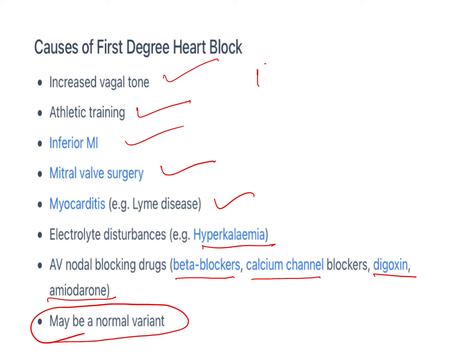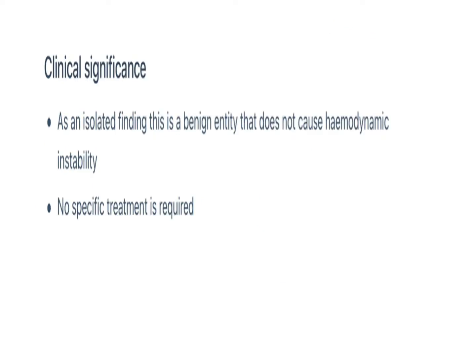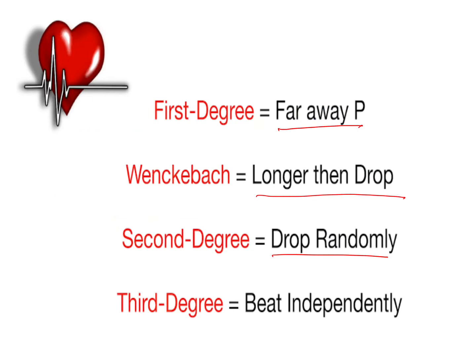So the important finding in the first degree is increased PR interval. The P wave followed by the QRS complex will be there. There will be no absent QRS complexes or absent P wave. Only the PR interval will be prolonged. So this will be a first degree heart block. It is basically an isolated finding in most of the patients, and the patient doesn't have any hemodynamic instability. No specific treatment is required for the first degree heart block.